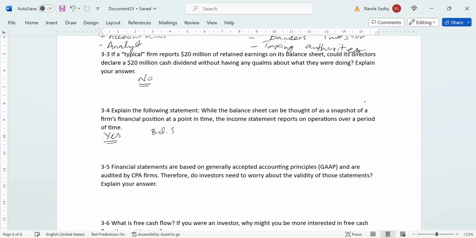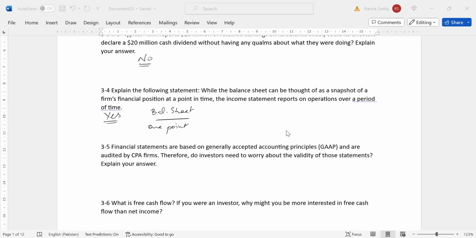So when we look at the balance sheet, we're actually seeing a picture at one point in time, not over a consistent time frame. On the other hand, the income statement reports on the firm's operations over a period of time. So this is also absolutely correct.